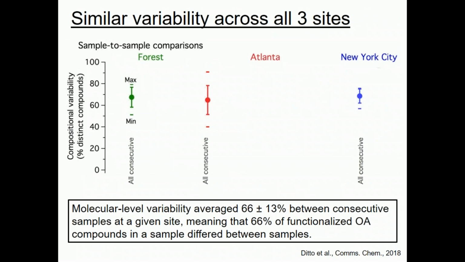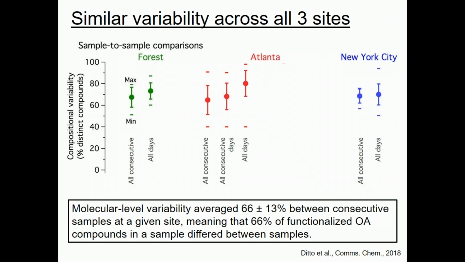If we look at this across all 3 campaigns, we see that the molecular level variability is at about 2/3 between any consecutive samples at a given site. So 66% of the compounds in functionalized organic aerosol are actually changing from sample to sample, which suggests a much greater extent of variability than we would get from our bulk measurements. So if we look at the forest here and then Atlanta in the middle and New York City, if we're comparing all consecutive samples, you can see here we are at about 66%.